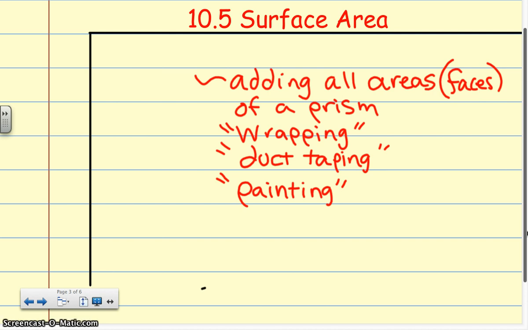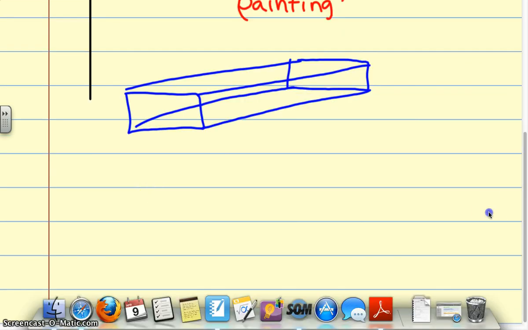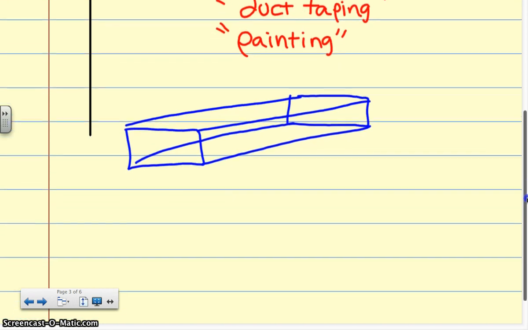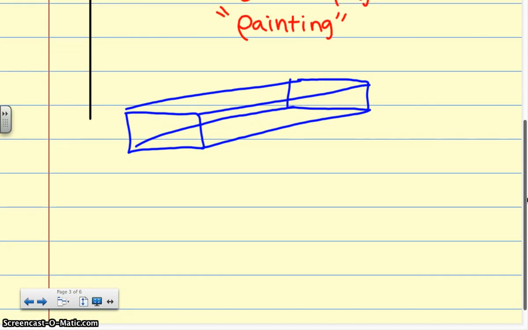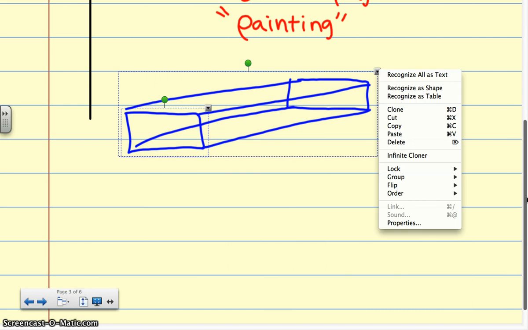So what we're going to do as 7th graders, we're going to find surface area of prisms, and we're going to find all the areas of the faces and add them to the base. Okay, I'm going to show you, I have this rectangular prism here. And what I'm going to show you is how I can break this apart to find the surface area.